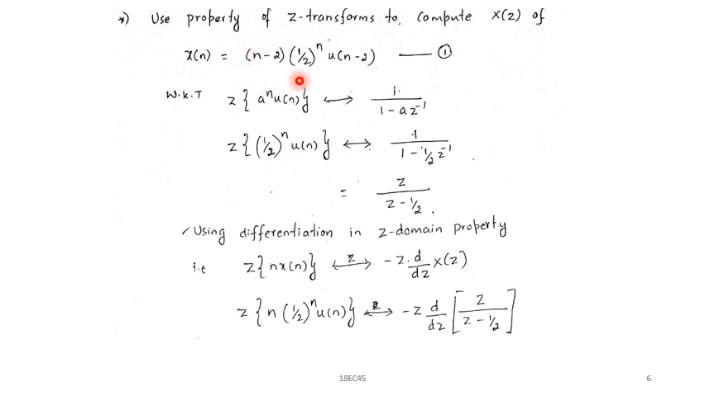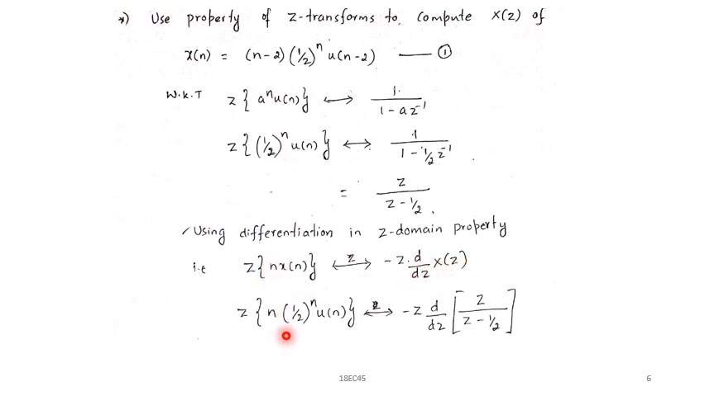Next, I'll use the differentiation property, because you can observe here the signal is multiplied by n minus 2. So first I'll take n into 1 by 2 to the power n into u of n, then I'll use the time shifting property. You know that if the signal is multiplied with the ramp signal, that is n into x of n, in the z domain it is differentiation. So the differentiation property is defined as the z transform of n into x of n is given by minus z into d by dz of x of z.